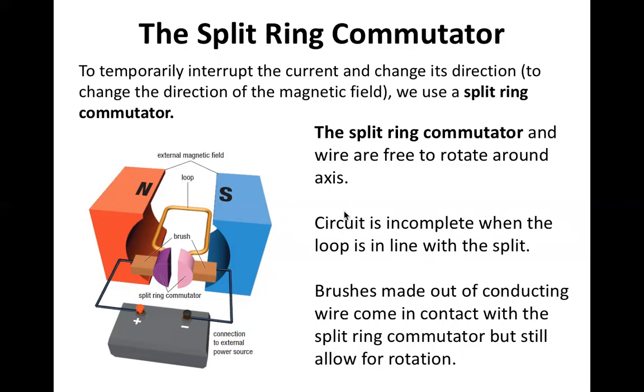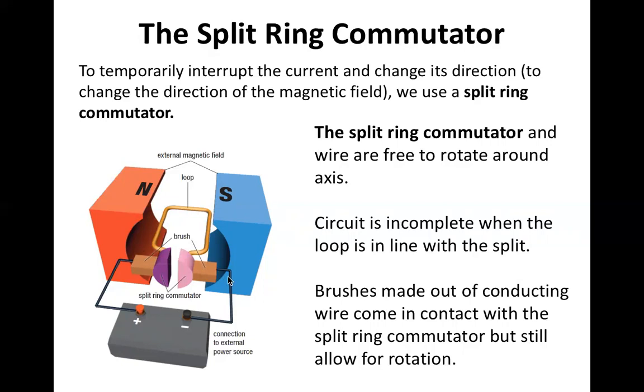Brushes are made out of conducting wire, come in contact with the split ring commutator, but still allow for rotation. So this loop, along with the split ring commutator, is free to rotate around. So sometimes the pink side is on this side, sometimes the pink side is on that side. This piece is free to rotate around.